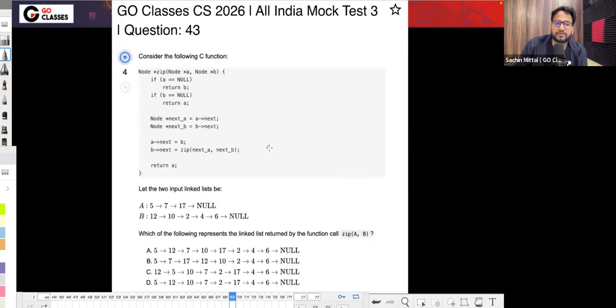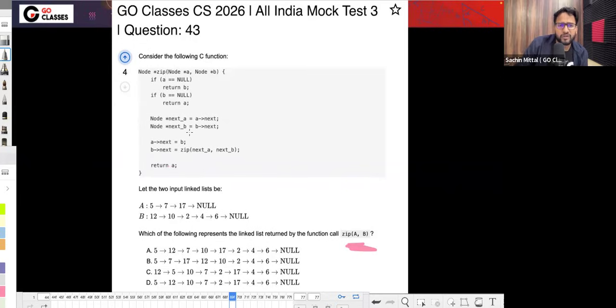Now let's see this question. In this question they are saying, consider the following C function. So this is the C function that we have here. They are saying that zip is one function. If a is null, it is returning the whole other linked list, which is b. If b is null, it is returning the whole other linked list, which is a. Okay. Now we are calling zip with this a and b.